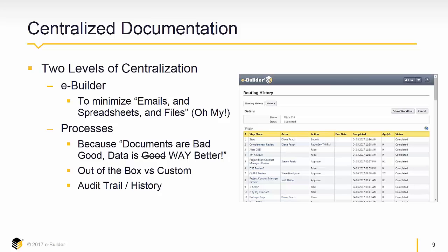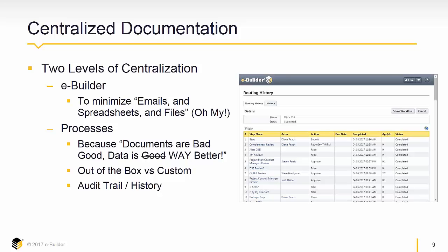So, as I touched on a little bit before, we implemented eBuilder, and we're really happy with the level of centralized documentation that we got right off the bat. We were able to minimize all of the problems we had with our emails and spreadsheets and files by having them in one particular place. As we continued to grow within eBuilder, though, we began to recognize some things that we thought might give us a better leg to stand on with respect to our funding partners and our auditors. And over time, we moved to almost exclusively use processes in eBuilder.